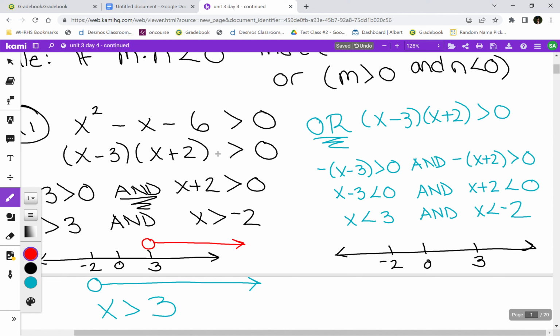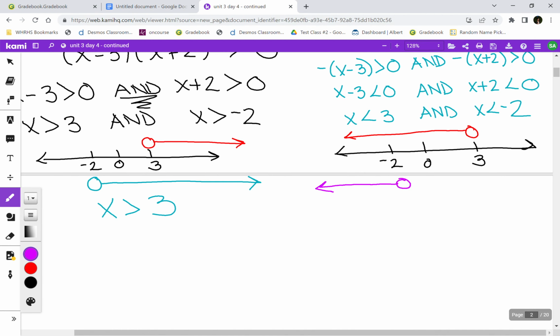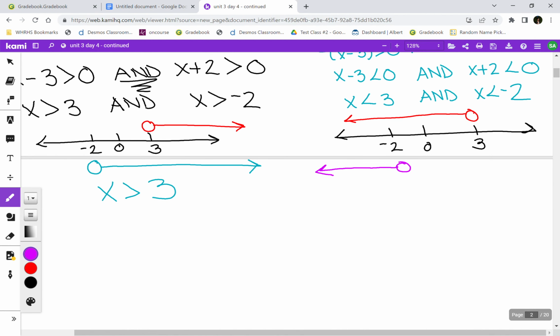So we have x is less than 3, so open circle at 3, going to the right. And then we have x is less than negative 2, open circle at negative 2, going to the right. Because it's an and between them, we need to know where they overlap. Where do they start overlapping? Matt? At negative 2. So this ends up becoming x is less than negative 2.